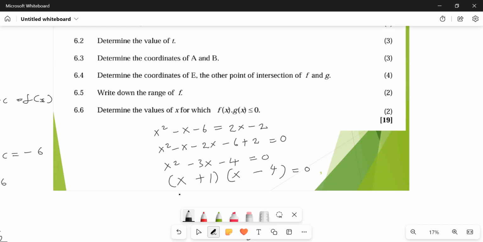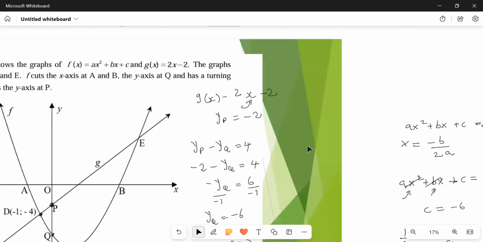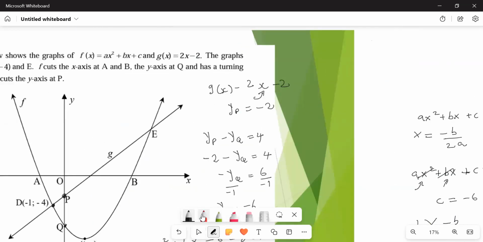So meaning that x should be minus 1 or x should be positive 4. So the x coordinate of point E is either minus 1 or 4. Check out point E: it lies above the x-axis. So meaning that the x of point E should be positive. So we choose 4.